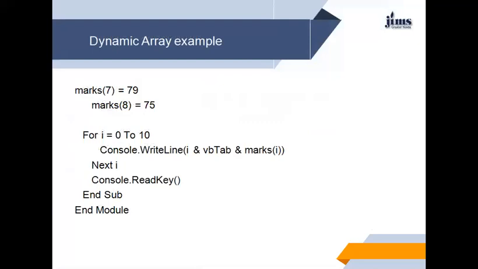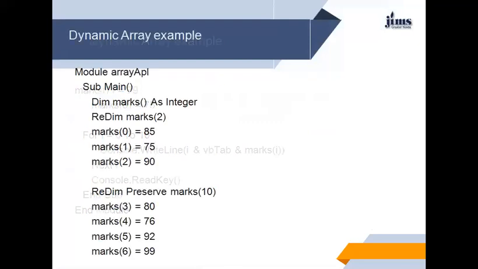For I = 0 to 10, Console.WriteLine I and vbTab, which is used for making a tab, and marks(I). So this is Next I, Console.ReadKey and End Sub, End Module. So it is an example of the dynamic array. You should remember two things: ReDim and Preserve. Since we have used Preserve, indices 0, 1, 2 are preserved, and now it will start from 3. So you should remember this thing.